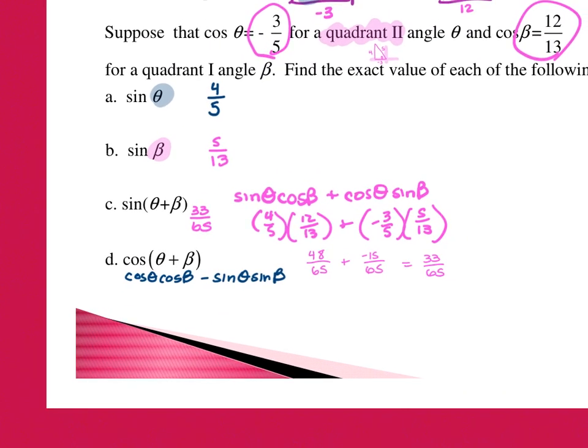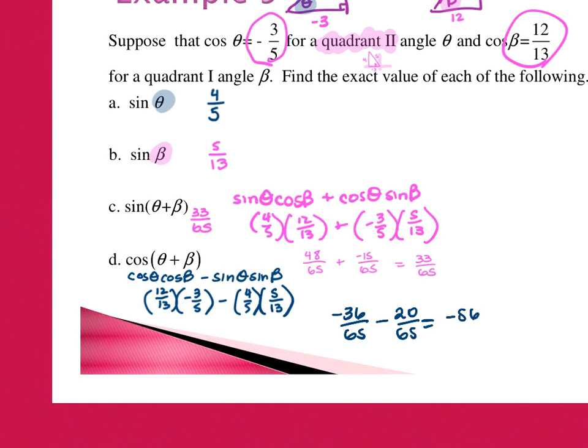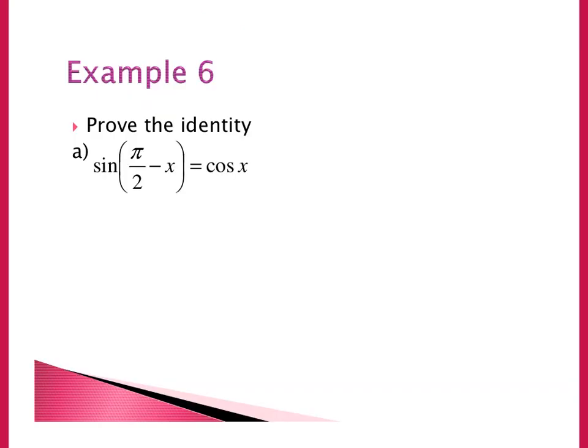Cosine of theta, was it given to us in the beginning? 12/13. Cosine of beta also given to us, -3/5. Minus sine of theta we found to be 4/5. Sine of beta, 5/13. And I get -36/65 minus 20/65, -56/65.